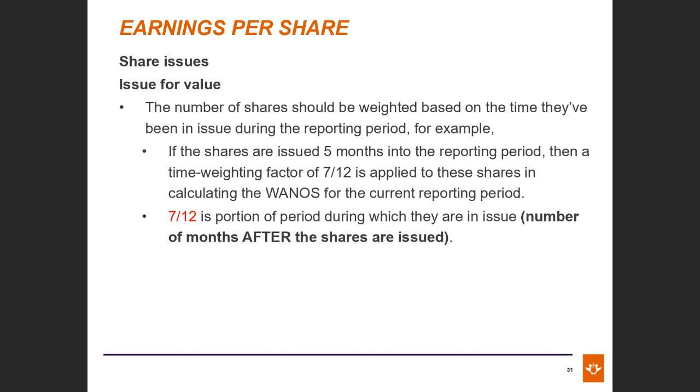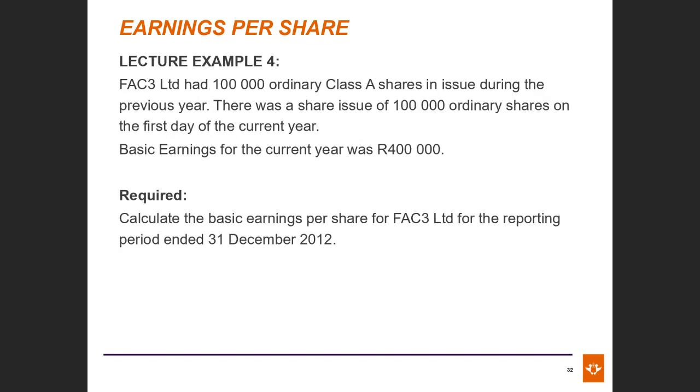So how many months in the year did you have those new shares for? And the answer here would be 7 months. So 7/12 is the portion of the period during which they are in issue, so the number of months after the shares are issued. Let's go to the next slide where we have an example, and you'll see that it's actually not as complicated as it sounds.